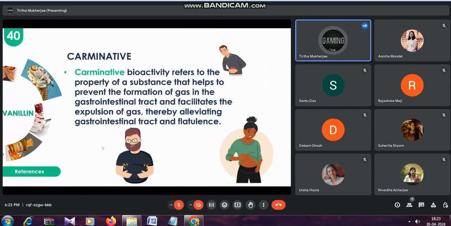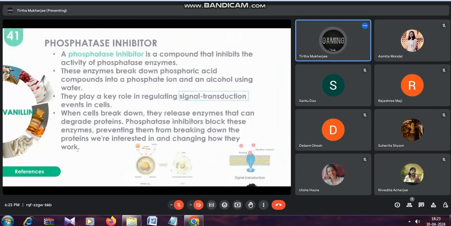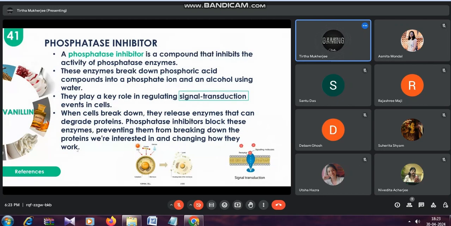Carminatic bioactivity refers to a substance's ability to prevent gas formation in the gastrointestinal tract and ease the expulsion of gas, relieving gastrointestinal discomfort. These are the references. Next is phosphatase inhibitor. A phosphatase inhibitor is a compound that blocks the activity of phosphatase enzyme. These enzymes break down phosphoric acid compounds into a phosphate ion and an alcohol using water.